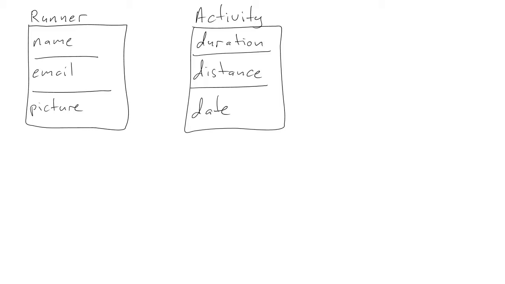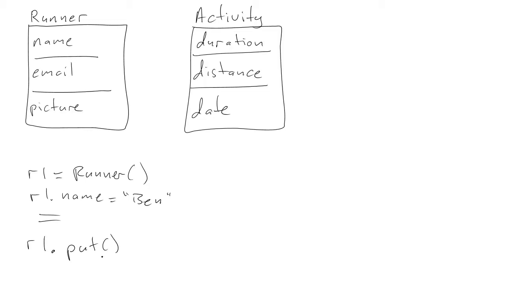Then we can make a new instance of Runner. So we'll be able to say something like r1, runner one, equals a new Runner. And then we can set its values. r1.name equals Ben. Set my email and my picture and so on. And then when we're ready to store it to disk to save it persistently, there are some built-in methods that will enable us to do that. For example, we can call the put method, which will store this runner that we just created. And that's it. It is now persistent in the database.